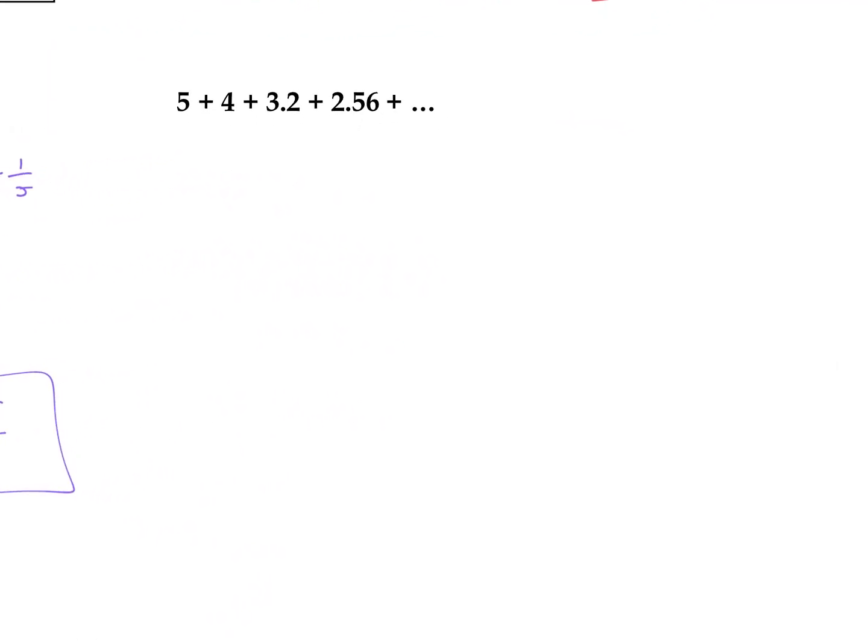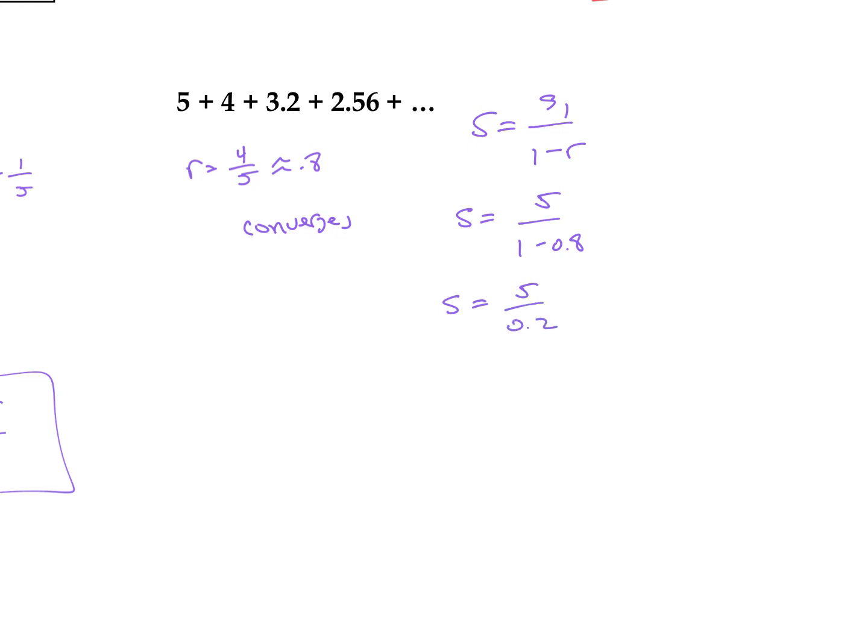All right, let's take a look at this. I got an ellipsis at the end, so let's find our R. So R is 4 over 5, which is roughly 0.8, so it converges. So S is equal to G sub 1 over 1 minus R. So S is equal to 5 over 1 minus 0.8. So 5 over 0.2, which is 25 if you plug it in your calculator. Nice and quick. 0.8 is an exact decimal, so I don't mind using that. In the previous ones, they were crazy decimals, so I do mind using that.